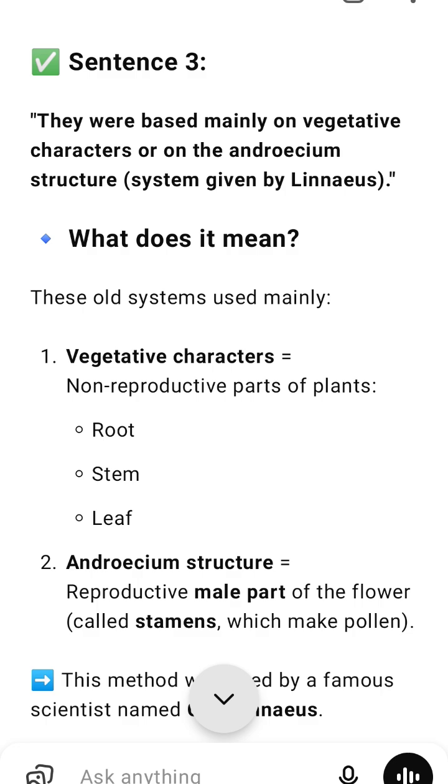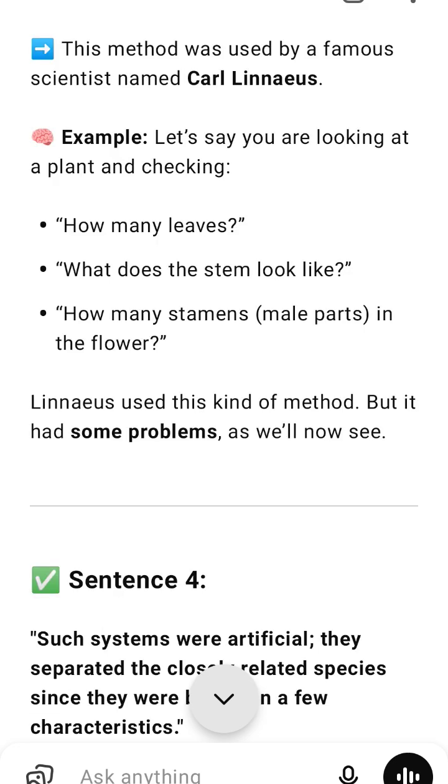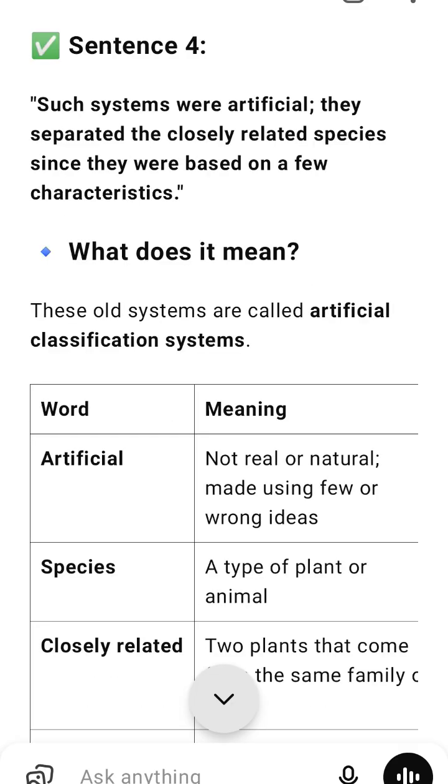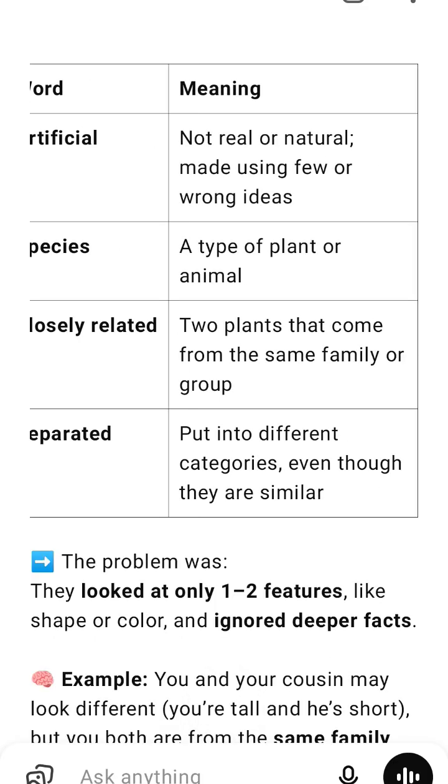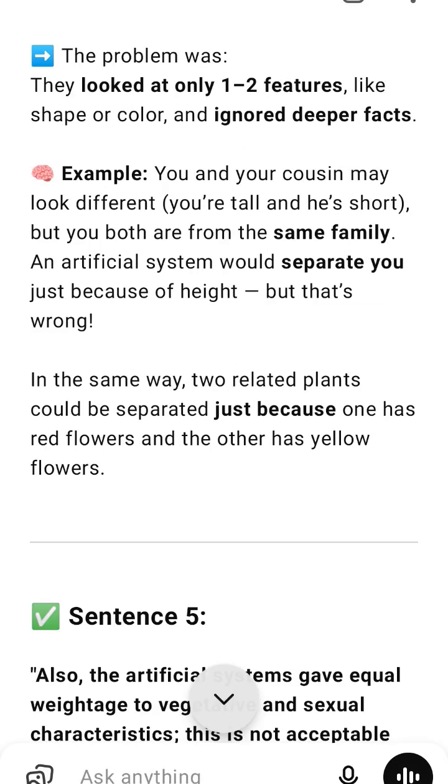Not reliable. These systems gave equal importance to vegetative parts like leaves and sexual parts like flowers. Big mistake. Leaves and stems can change easily with weather, sunlight, or soil. But flowers, reproductive parts, are more stable and do not change easily. Conclusion: sexual characters, like flowers and seeds, give a truer picture of the plant's identity than leaves or stems.